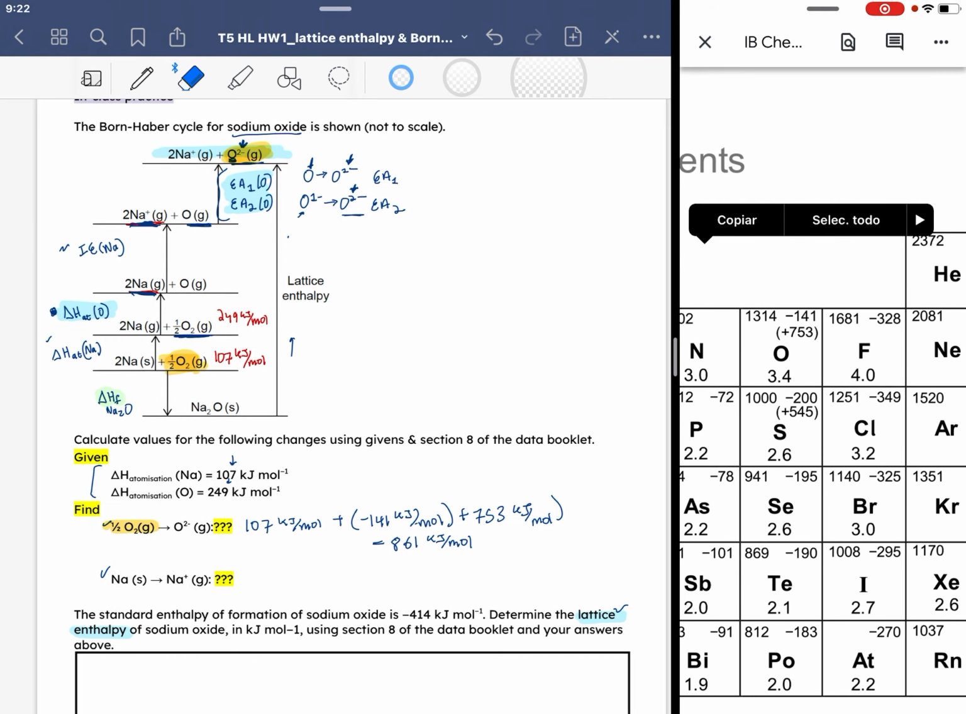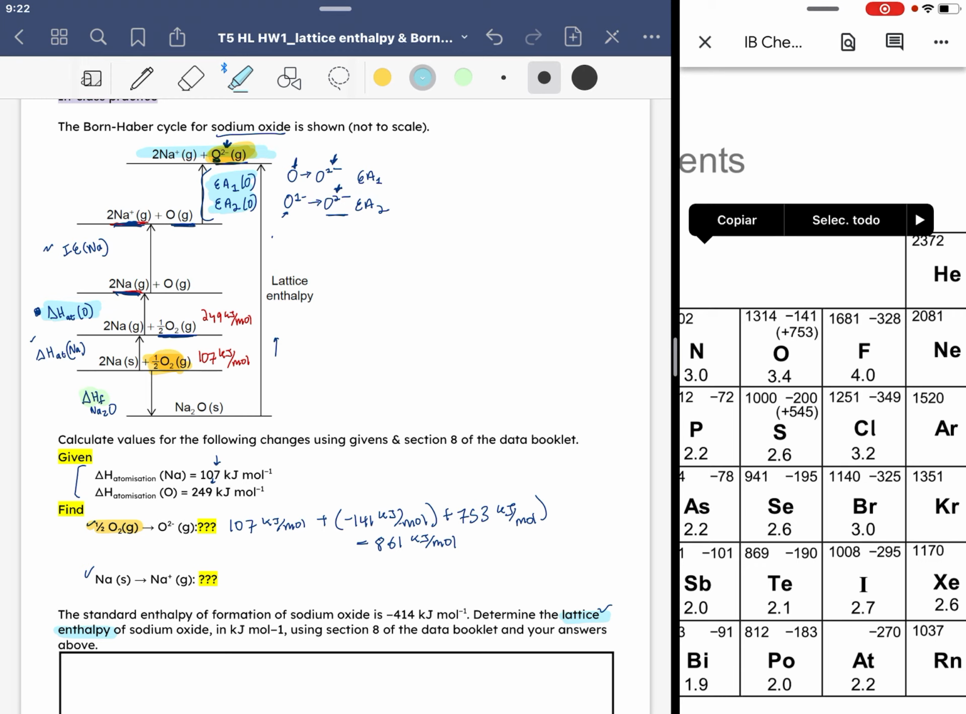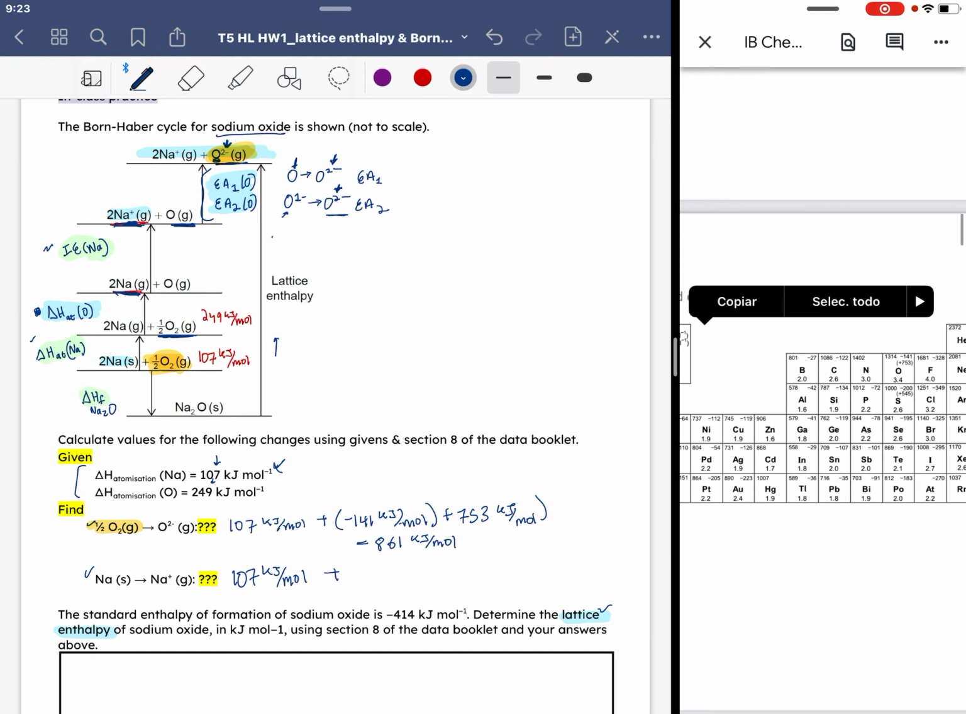What about sodium? How did I get from sodium solid to sodium plus 1? Excellent question. I'm asking myself the same thing. Well, let's look at which steps involve sodium. Delta H atomization of sodium and ionization energy of sodium. Delta H of atomization of sodium I have right here, 107 kilojoules per mole, plus ionization energy of sodium.